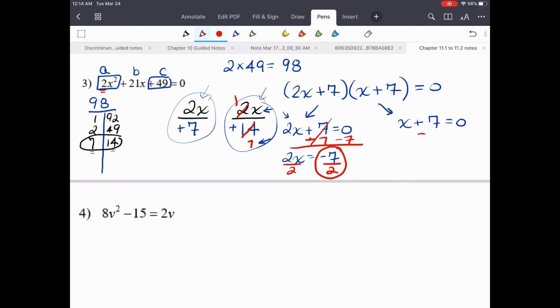And then for this one, we're going to take 7 away from both sides, and then you get x equals negative 7. Okay, so sorry, these got messy. But there's your solution set. So we've got negative 7, and the other solution is negative 7 halves.